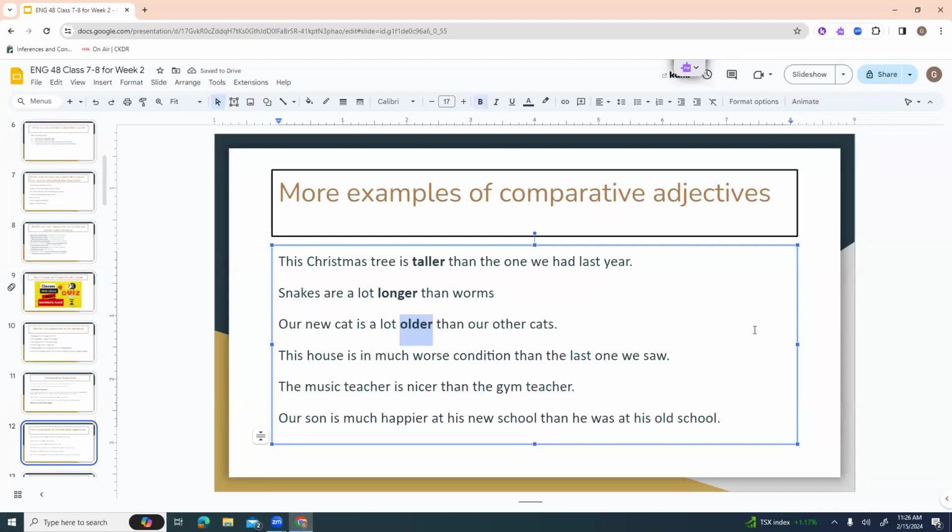This house is in much worse condition than the last one we saw. Now here, I would say much worse are acting together as a comparative adjective, okay? The music teacher is nicer than the gym teacher. Nicer is our comparative adjective. Our son is much happier at his new school than he was at his old school. Much happier is our comparative adjective. Okay.